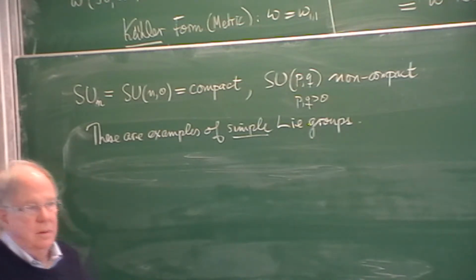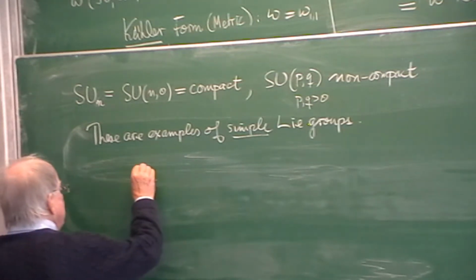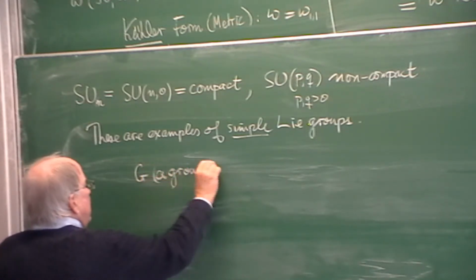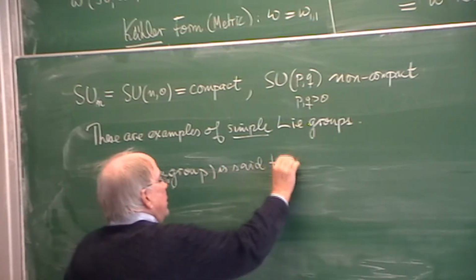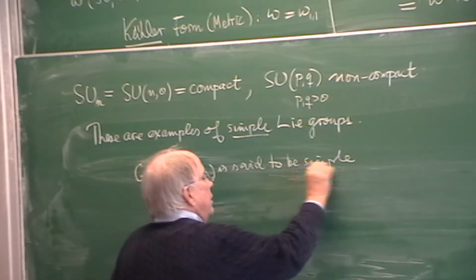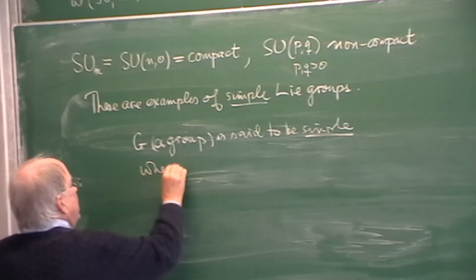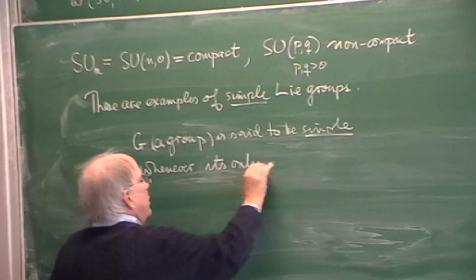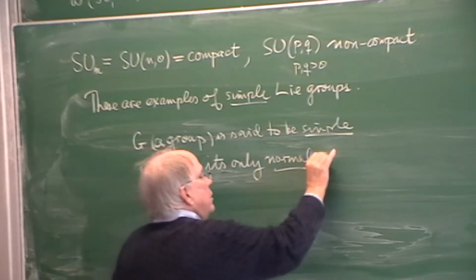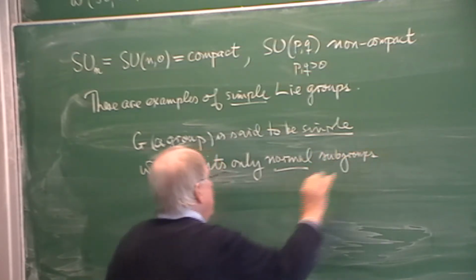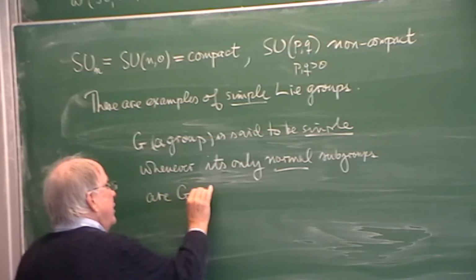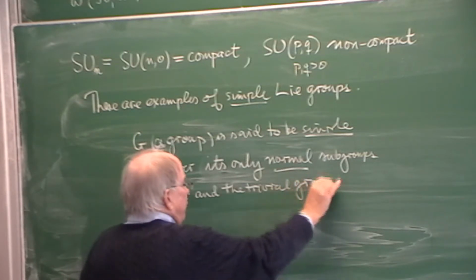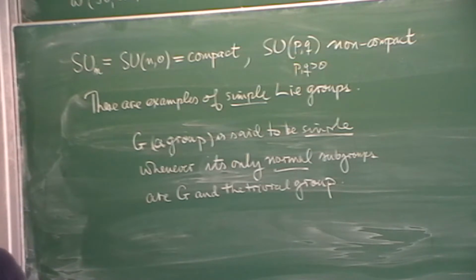What does the word simple mean? Okay. So in general, a group G is said to be simple whenever its only normal subgroups are G and the trivial group. Writing this down because this is not the definition of a simple Lie group.